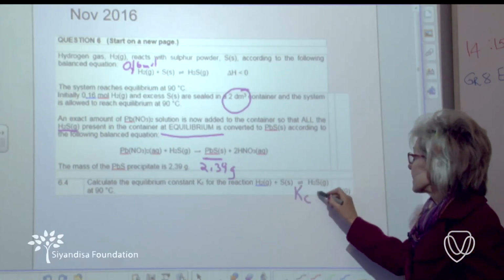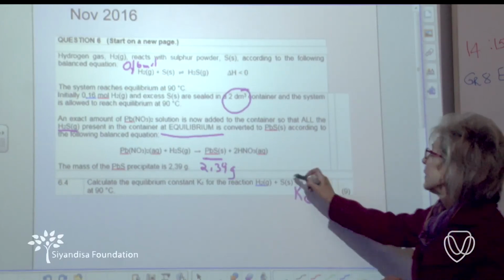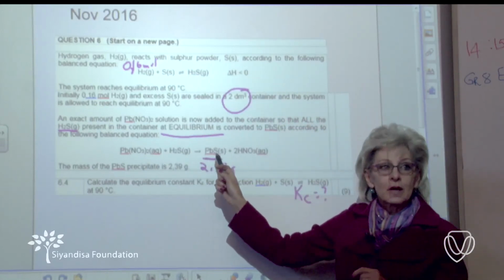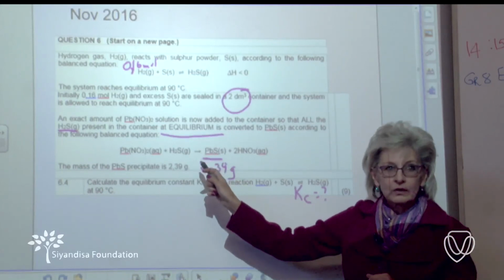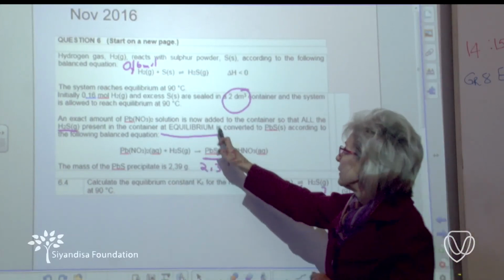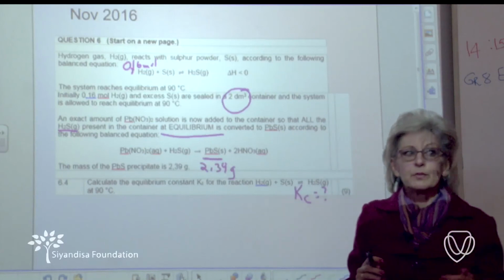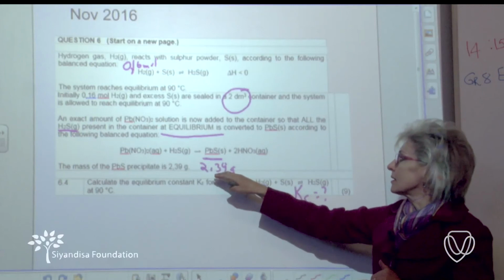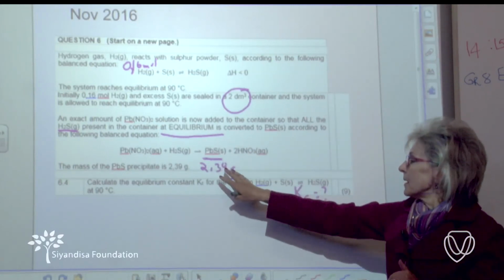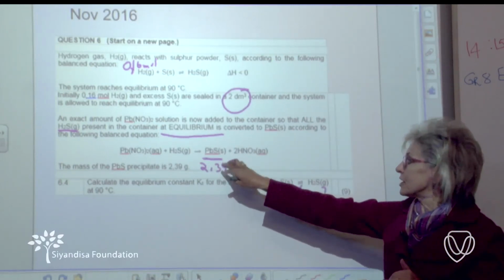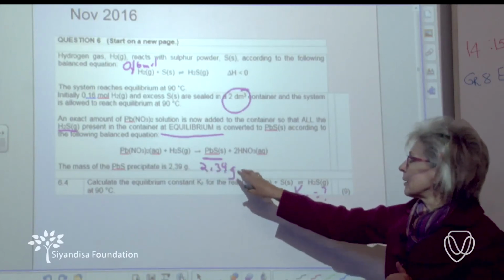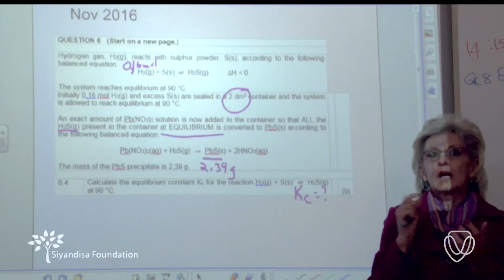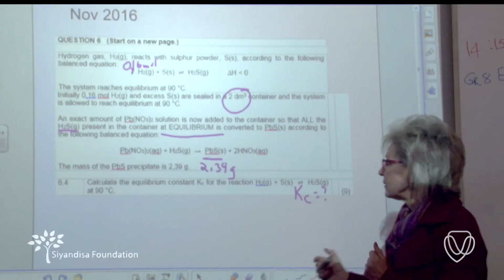And the question asks, calculate the equilibrium constant. So the question asks, what is Kc for that reaction? We cannot calculate the Kc for this reaction anyways, because as you can see, this reaction is not reversible. And we have to have a reversible reaction at equilibrium to be able to calculate the Kc value. So I have to start at my final equation, for which I've got the value that 2,39 grams has been formed. Now I'm back at what I said before. Whatever you're given, try to convert to amount of mole. And I can do that.